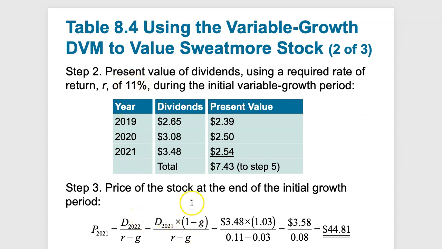So basically we use that constant growth model where we take last year's dividend and multiply by 1 plus the growth rate. So the 2021 dividend was 3.48. We multiply that by 1.03, 3% being the constant growth. We're going to get the dividend in year 2022. And then we divide by 11% minus 3%, or the required rate of return minus the constant growth rate, which gives us 8%. So if we elevate the 2021 dividend by 3%, we get 3.58 divided by 8%. It's going to say that the stock price should go to $44.81.